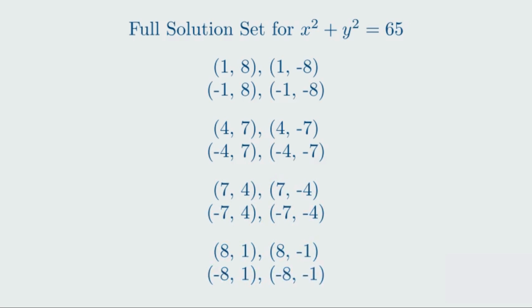You might have noticed a pattern. The solutions come in sets. If (a, b) is a solution, so are (a, -b), (-a, b), and (-a, -b). Also, if the numbers are different, like 1 and 8, then (8, 1) and its variations are also solutions. This happens because the equation is symmetric in x and y.